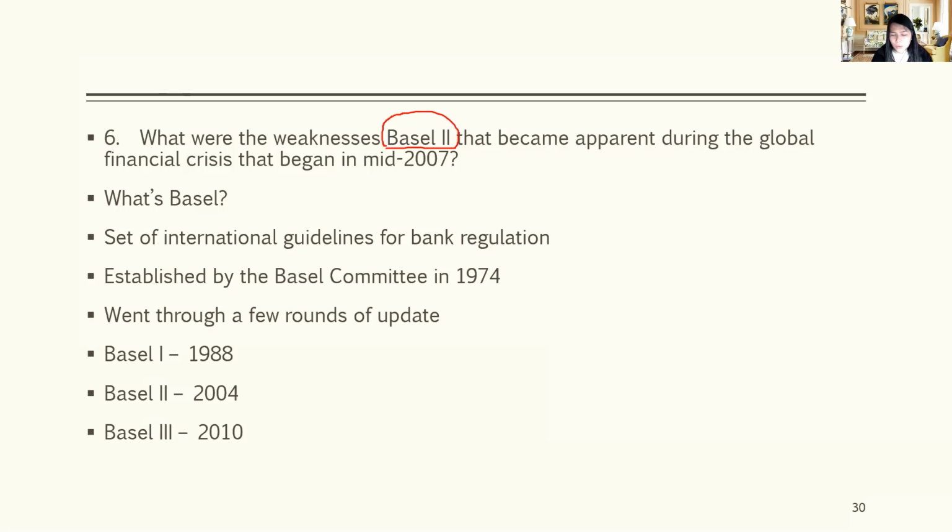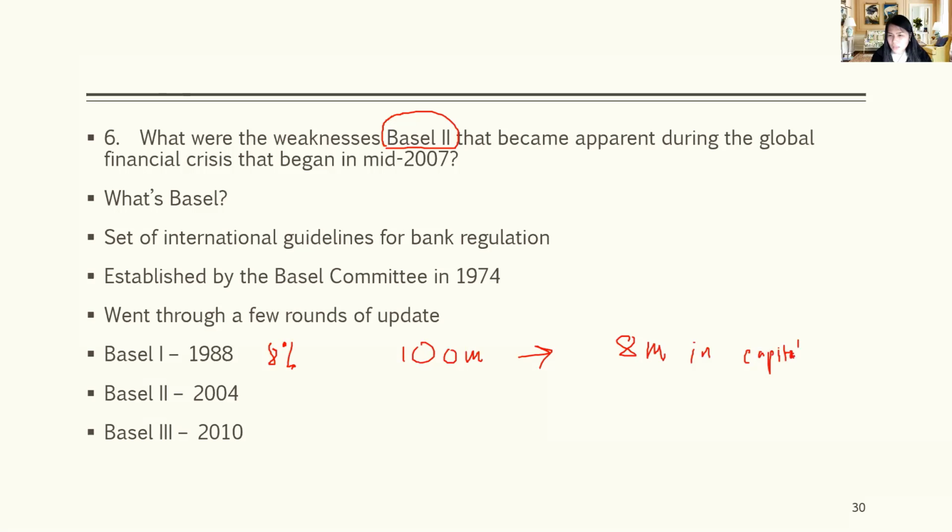Okay. So Basel I was basically just about the 8% capital requirement for commercial banks. And this 8% is calculated off the entire asset portfolio of the bank, okay? So for example, if I have a portfolio of 100 million, I'm required to have at least 8 million in capital.